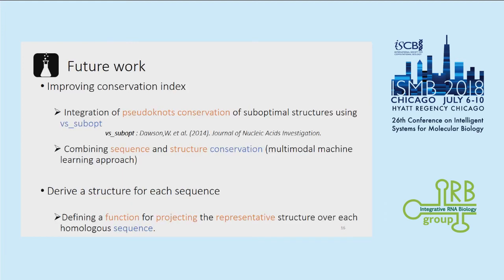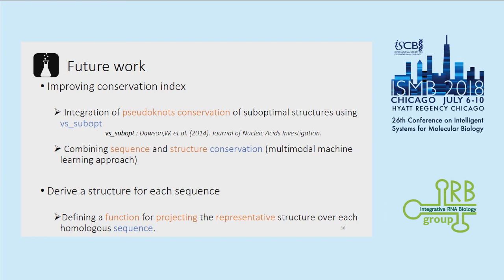As future work, there are some improvements that could be made for aliFreeFold. The first one is that aliFreeFold actually completely ignores the pseudoknot. We know that for some families, pseudoknots are really conserved. So our future work here is to use, for instance, VS subopt, which is an algorithm that generates the suboptimal structures, but with the pseudoknot, in order to explore the conservation of pseudoknots.